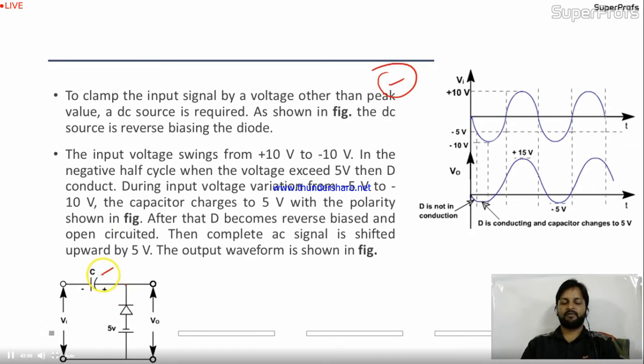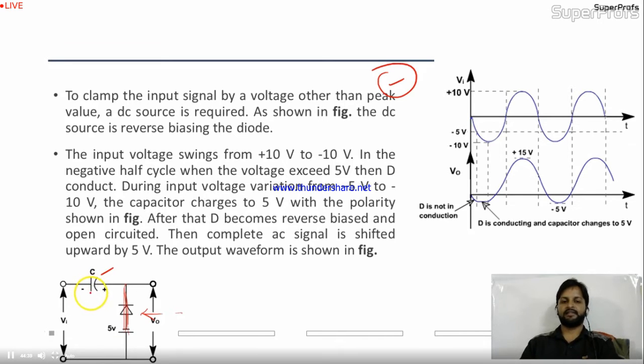Now let's check the condition. What value will be stored by capacitor C? Let's take Vin as plus minus 10 swing. The input voltage swings from plus 10 to minus 10. In the negative half cycle, when the voltage exceeds 5 volt. Why am I choosing the negative half cycle? Because I need to come to the forward biasing of the circuit. Once the diode is in forward bias, the circuit will be complete and the capacitor will start to store charge.